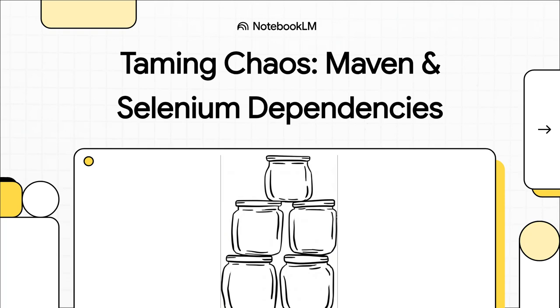All right, let's get right into it. We're going to talk about a problem that, let's be honest, drives pretty much every development team crazy at some point: managing all your project's libraries without it all turning into a total disaster. This explainer is all about how we can finally tame that chaos.